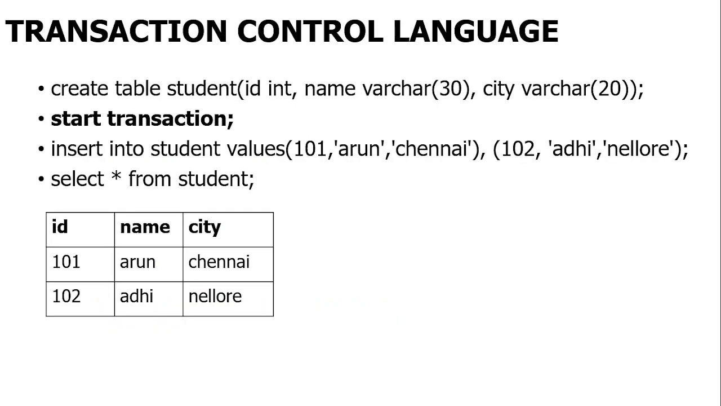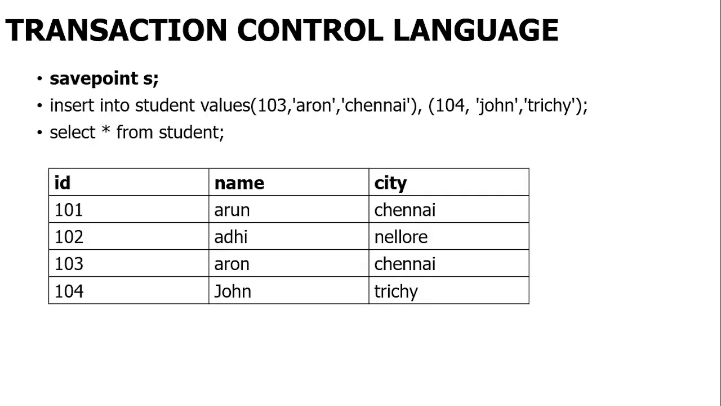Transaction control language. Create table student. Right, so I'm going to create a table student where ID is of integer data type, name is varchar of 30 and city is varchar of 20. Right, now start transaction. I'm inserting the values. Okay, I'm displaying the table now. Okay, now save point. Now what will happen is 101 102 will be saved.